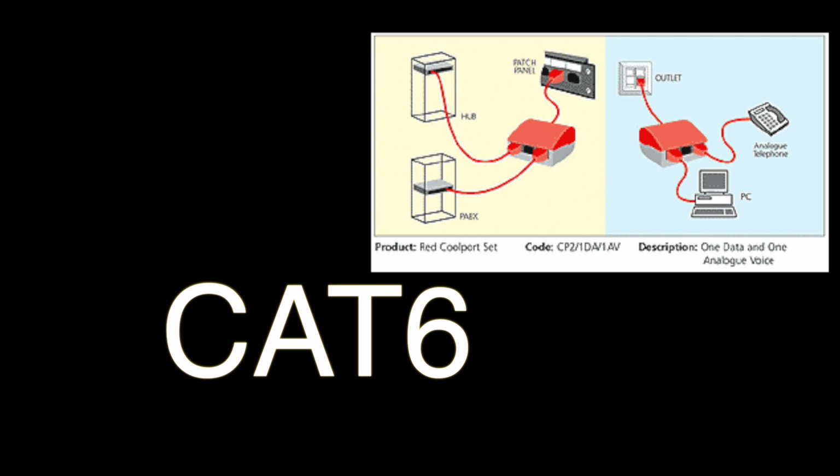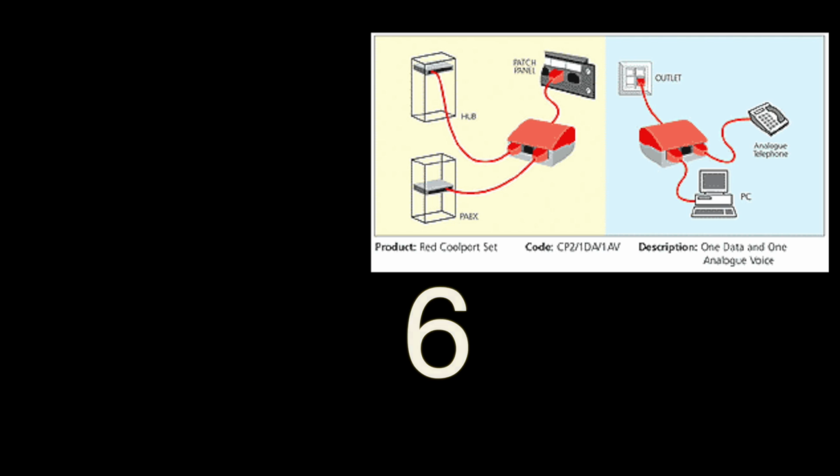Cat6 cable is a standardized twisted pair cable for Ethernet and other network physical layers that is backward compatible with Cat5, Cat5e, and Cat3 cable standards. Cat6 must meet stricter specifications for crosstalk and system noise than Cat5 and Cat5e.